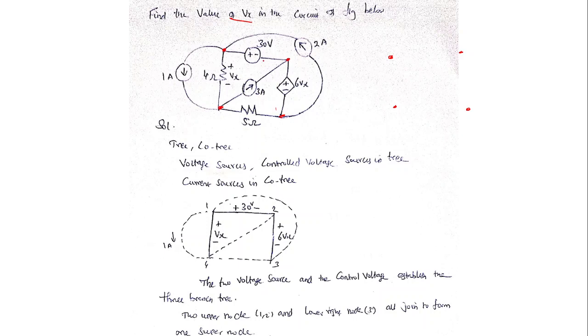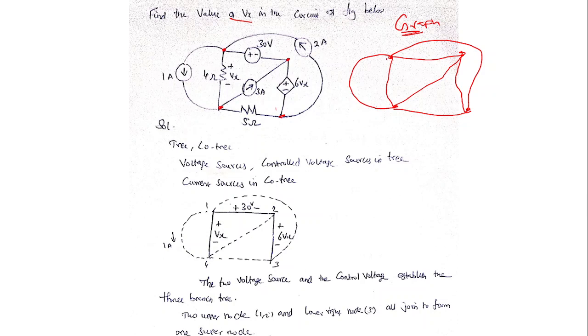So each and every element will be replaced with a line segment. The 30 volt source, the 6 Vx source, the 5 ohm and 4 ohm resistors, the 3 ampere source, the 1 ampere source, and the 2 ampere source will each be replaced with a line segment. That is my graph.